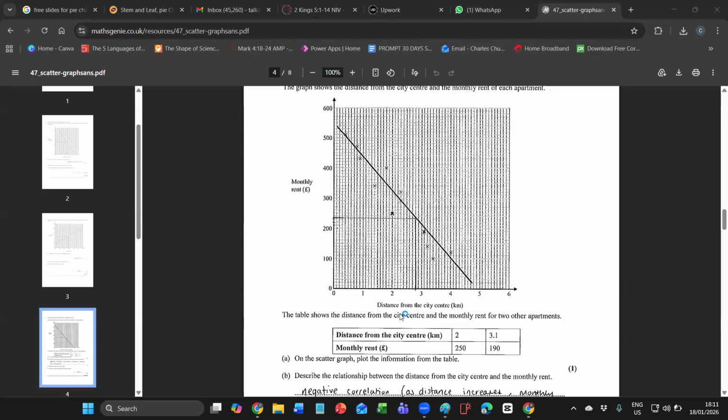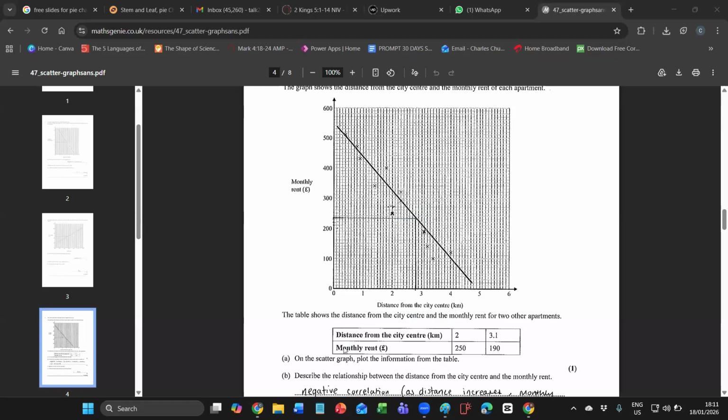Which two points? Look at them in the table there. There's a table there: distance from the city in kilometers, monthly rent. Are you seeing it? Would it be around here? Okay, that's the first one now. Two and then 250.